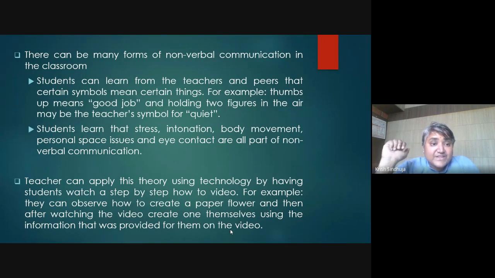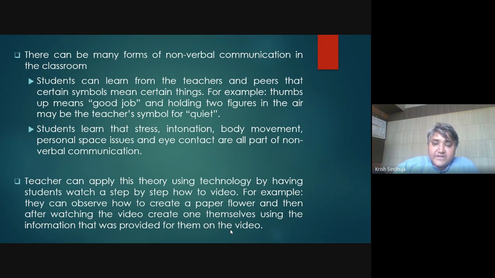So students should be able to identify the teacher's certain symbols, like when we say good job, or a symbol when you say something, and be observant of the micro movements of the body parts. What is personal space? What is a good distance? So it's stressing one particular part.